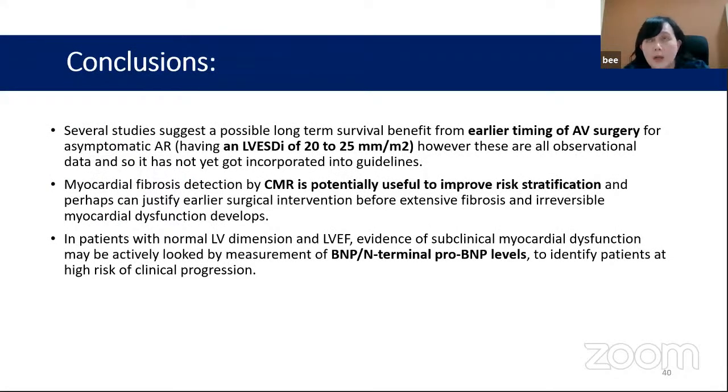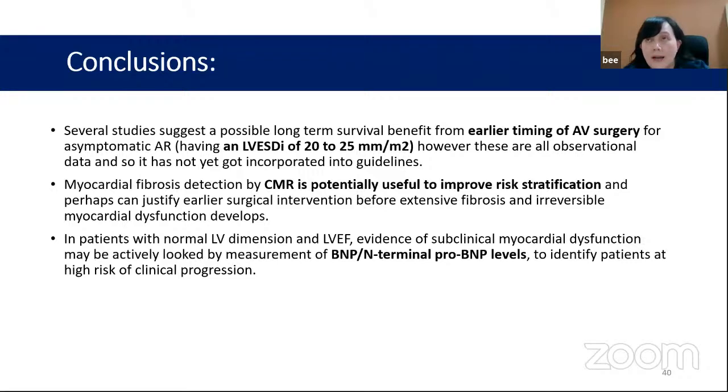So to conclude, there's data out there to suggest that there's a possible long-term survival benefit from earlier timing of aortic valve surgery for patients having asymptomatic severe aortic regurgitation and an index left ventricular systolic dimension of greater than 2 centimeters per meter squared. Just to highlight, these are all observational data, and so they haven't been included in the present guidelines.